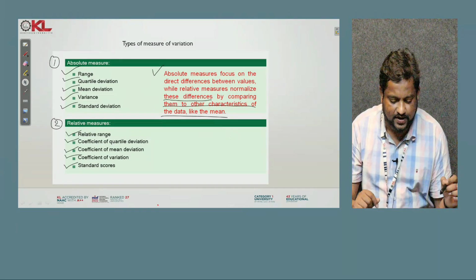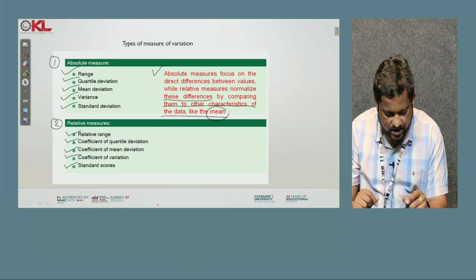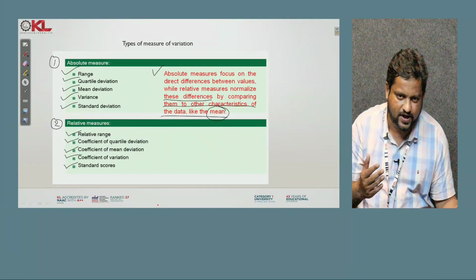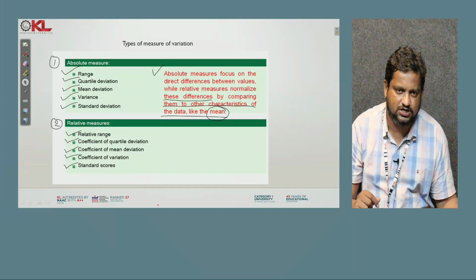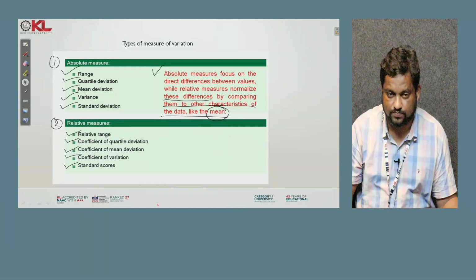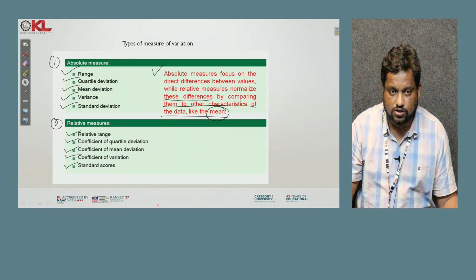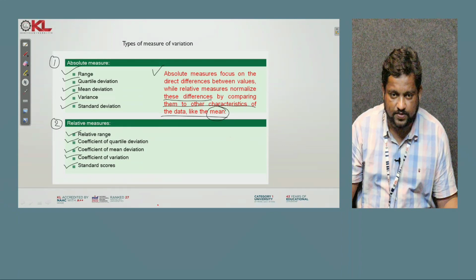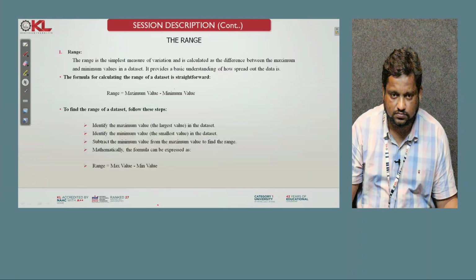Other characteristics of the data, like the mean, is one characteristic. It is going to compare other characteristics of the data. That is the difference between absolute measures and relative measures, which we are going to use to find out measures of variation. So we will see technique by technique how it works.